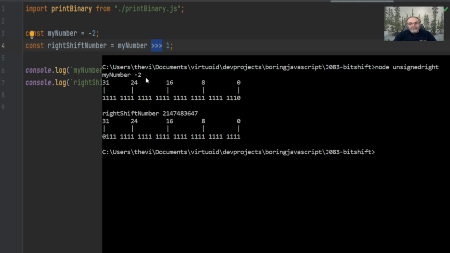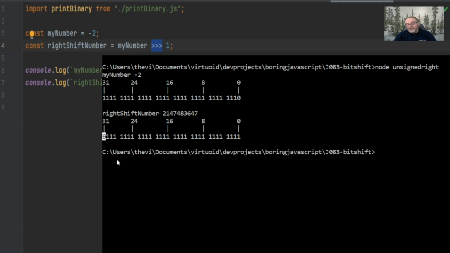And so I started off with my -2, and here's the 2's complement representation of -2. My right shift number now is 2,147,483,647. Why? Because remember, the 31st bit is the signed bit. But the unsigned right shift says, I don't really care if it was signed or not to begin with. I'm just going to shift everything over and throw a 0 at the very beginning, as the most significant bit. So it throws 0 there.